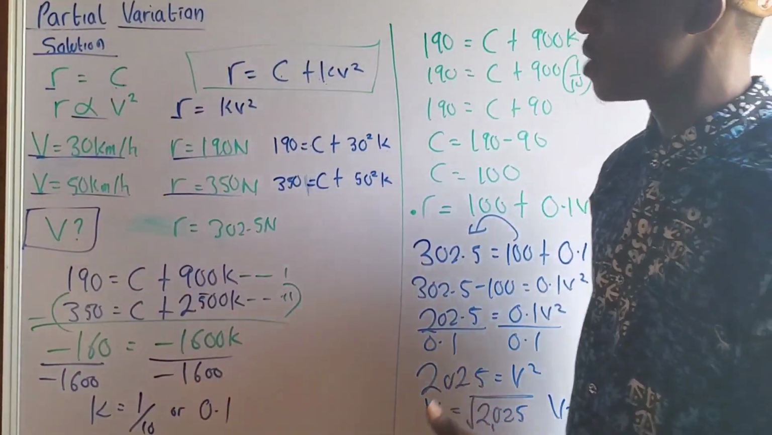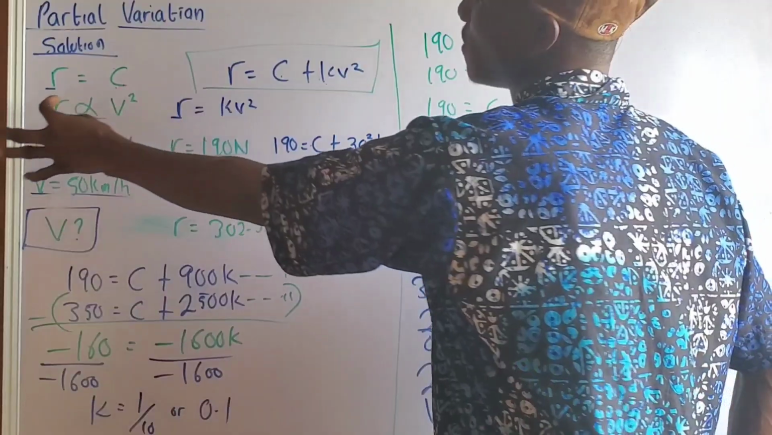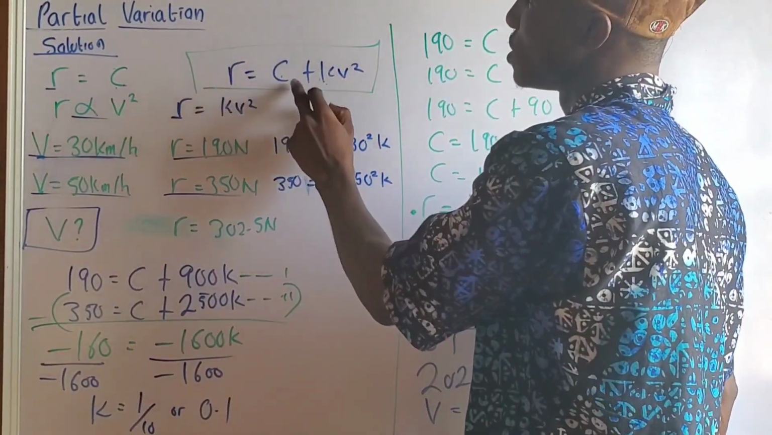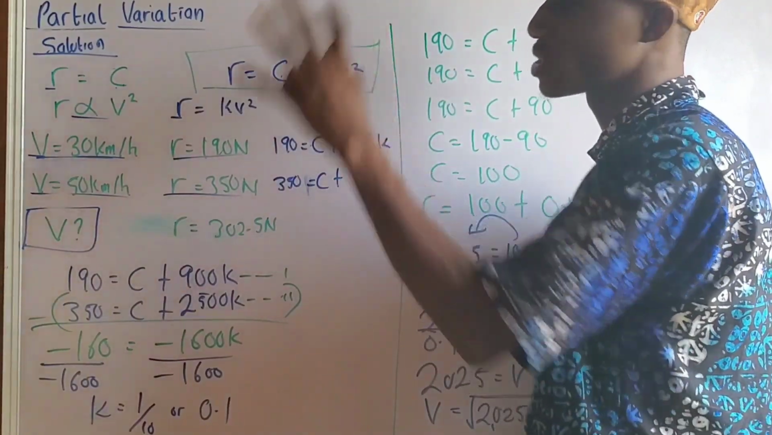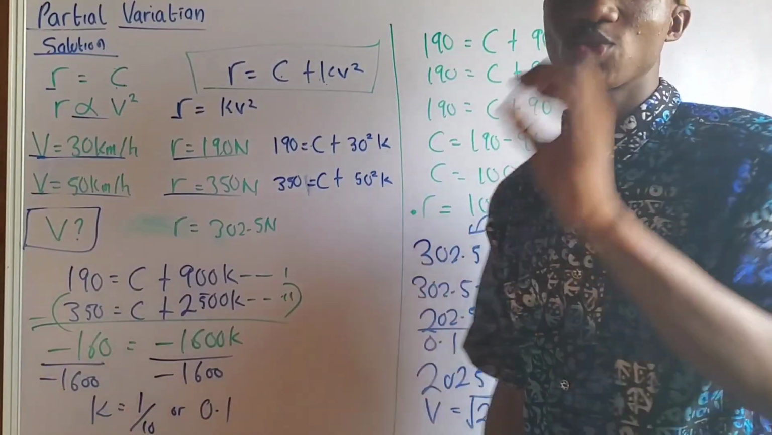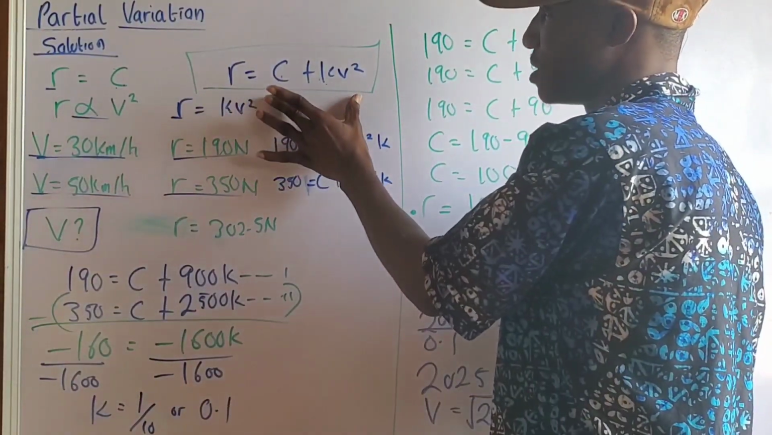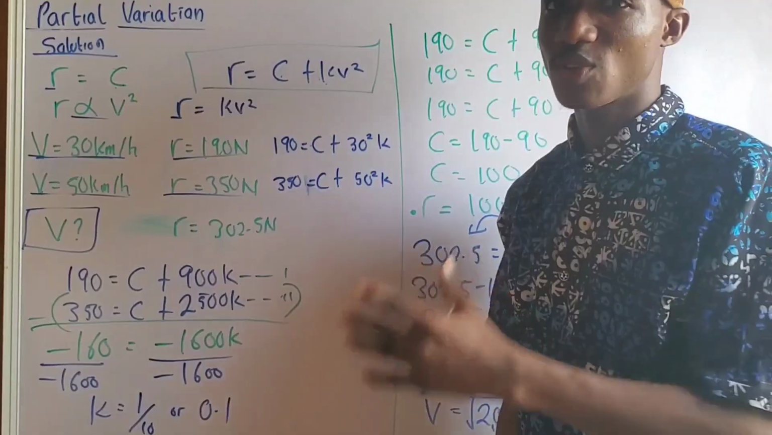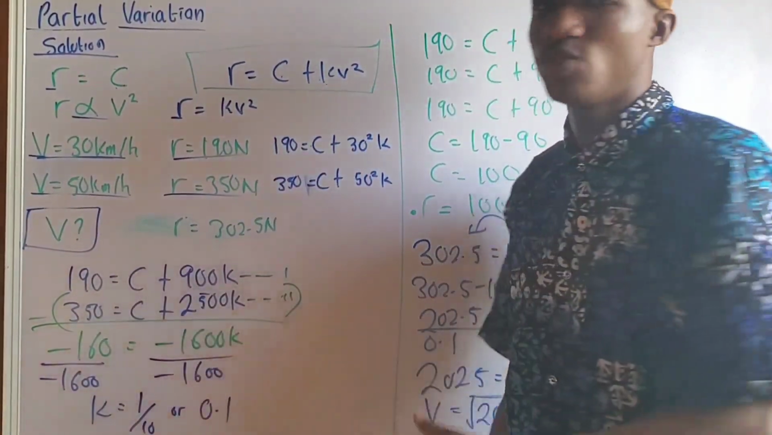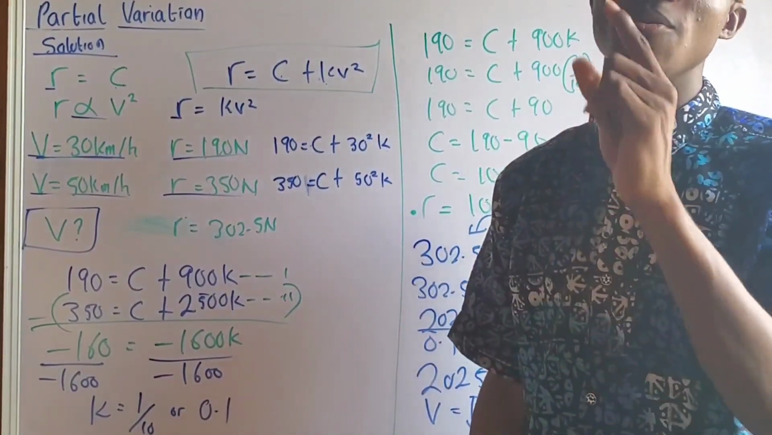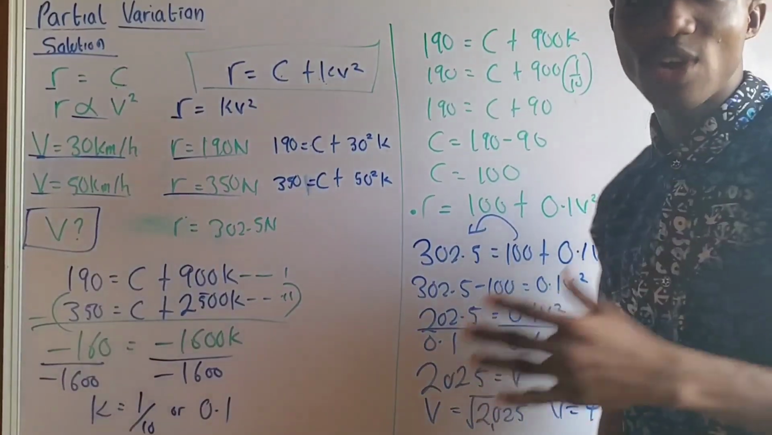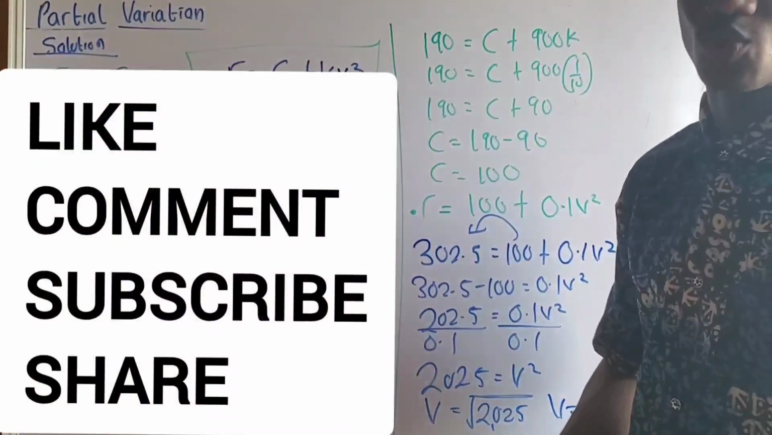So you can see now, when we write the value of R as a single entity, we have R equals C plus KV squared, because the total R is partly constant and partly varies. So if you want to write a single expression for R, you're going to have something like this. So with respect to the information that you're going to be given, you substitute the values to get two equations, then you solve the two equations simultaneously to get the value of the constant and the proportionality constant. When you are done with that, then you can do whatever you have to do in the question.